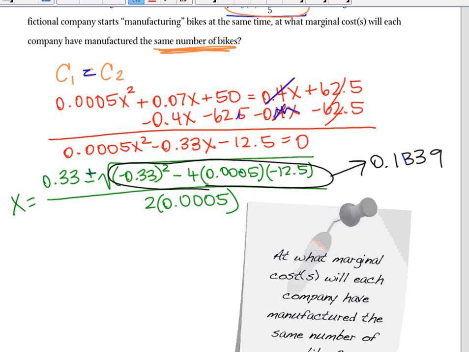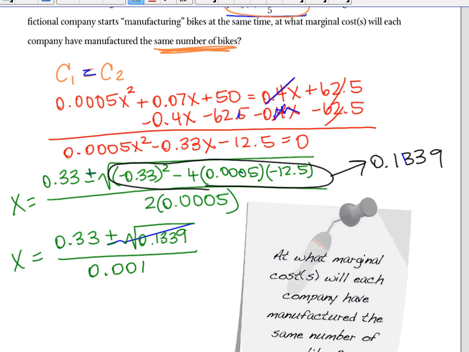0.1339. So this works out to be x equals 0.33 plus or minus the square root of 0.1339 all over, your denominator ends up being 0.001. So we need an actual number. We can't leave it like that. So in our calculators, we need to separate this out and do 0.33 plus the square root of 0.1339 all over 0.001, and obviously then do it with minus.